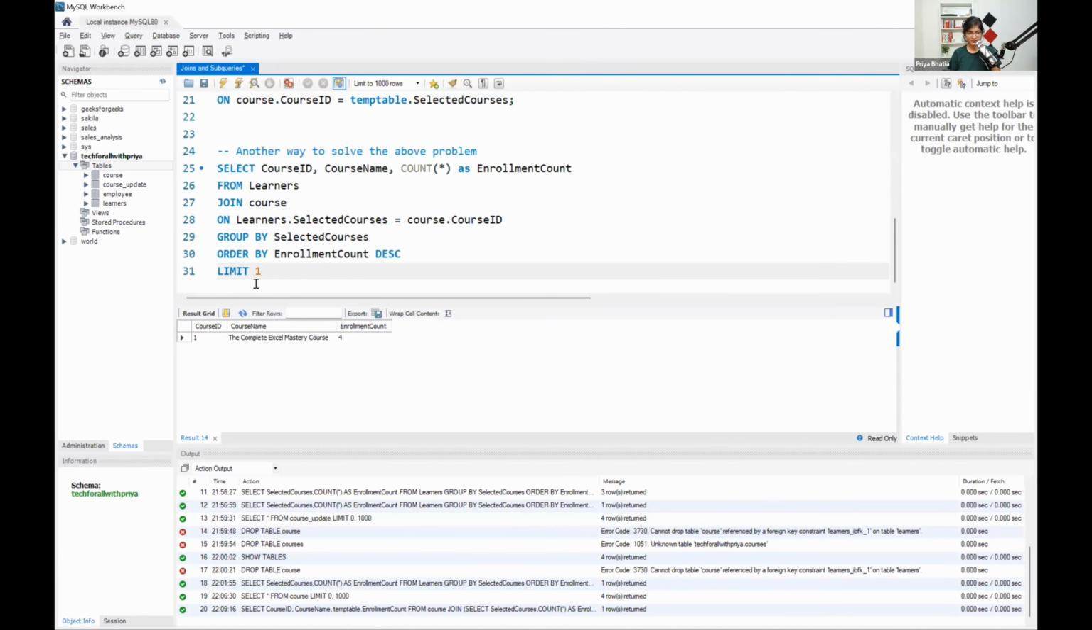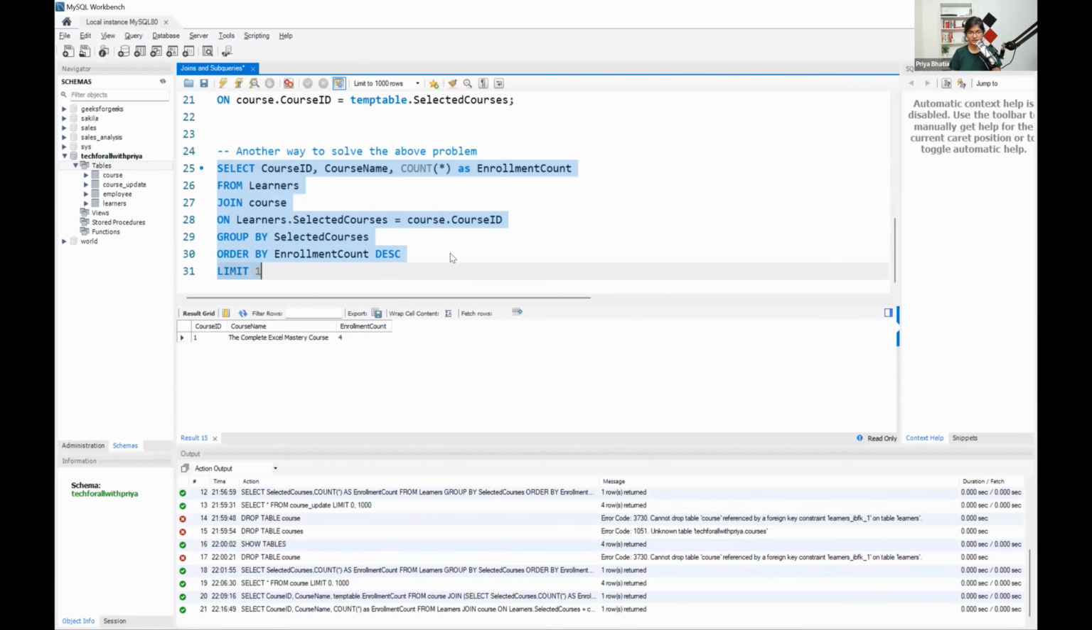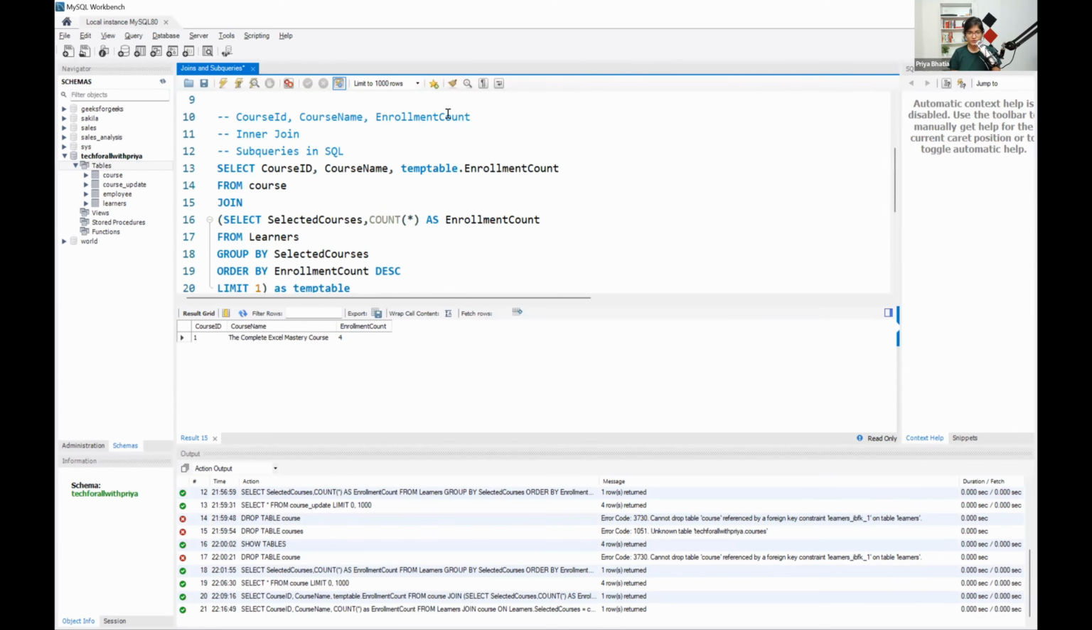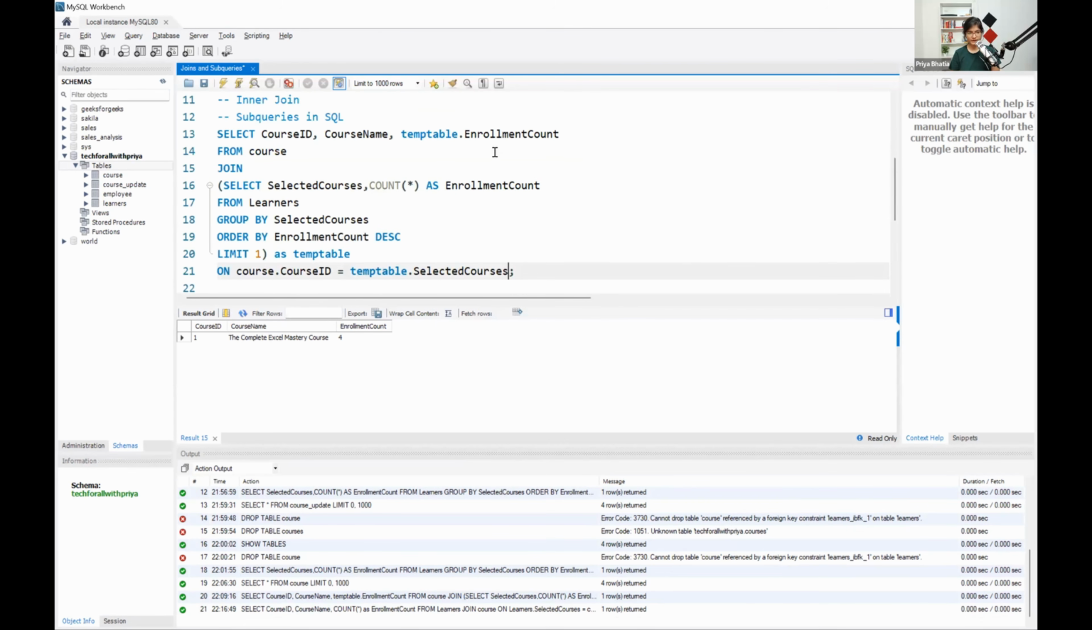First of all, let's check whether this is giving us a similar result or not. Same result we are getting. I have run the other way also, and as you can see, this is also giving us a similar answer, because this is what we are looking for. And she has applied an inner join in this case also.